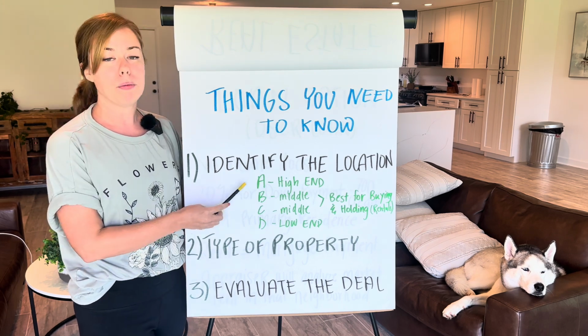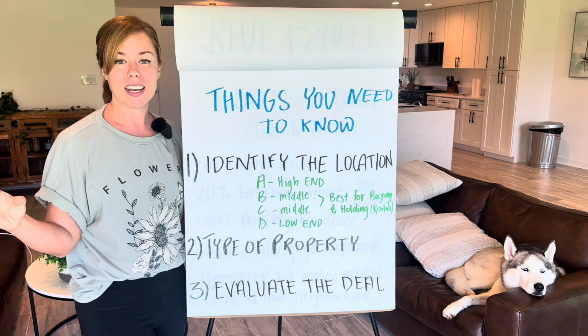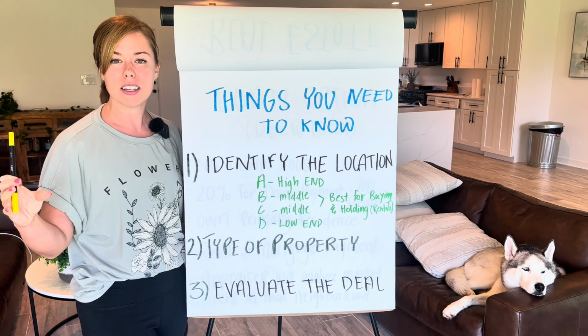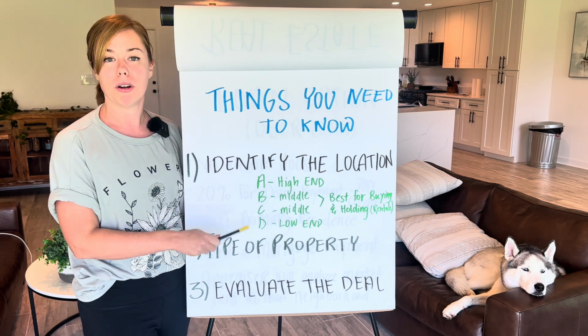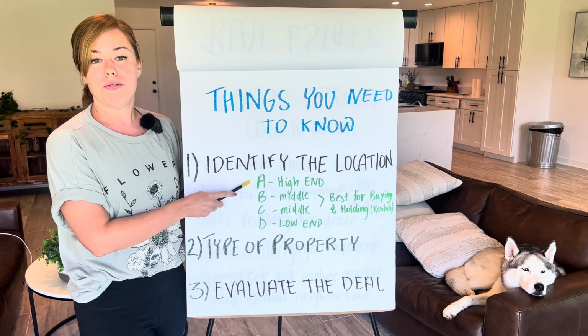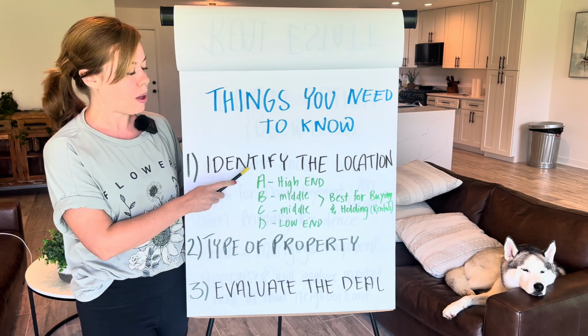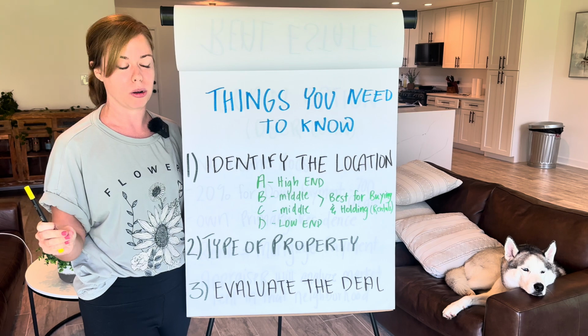What I do is I break it down into A, B, C, and D, the locations in that market. A is going to be the really high-end areas, D is going to be the low end, and B and C are going to be your middle areas, and those are best for buying and holding. Now you can fix and flip and wholesale all four of these, but B and C are going to be the best for your rental properties.